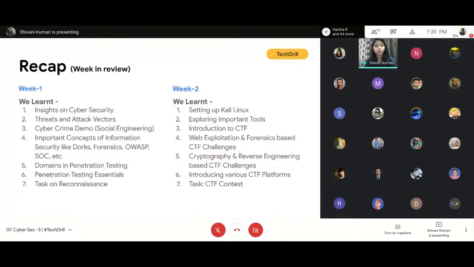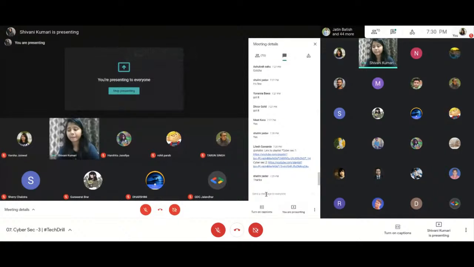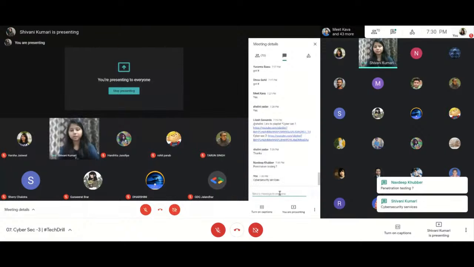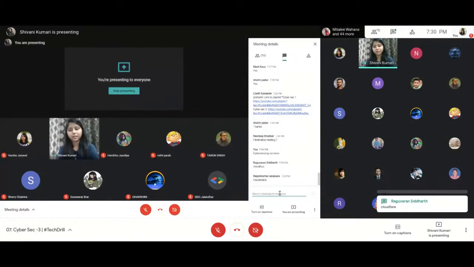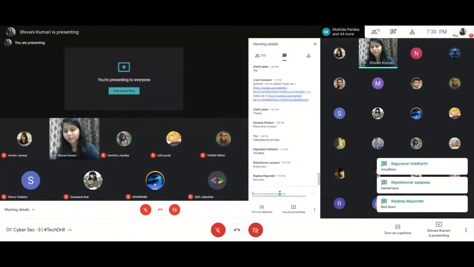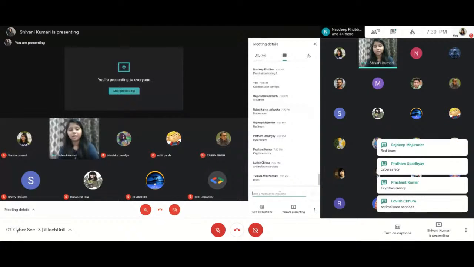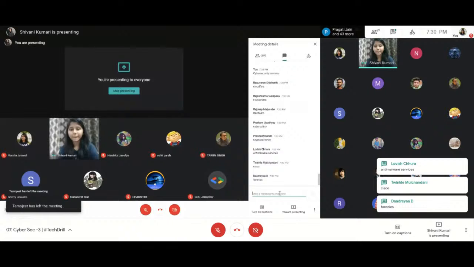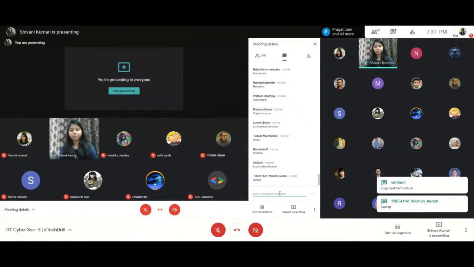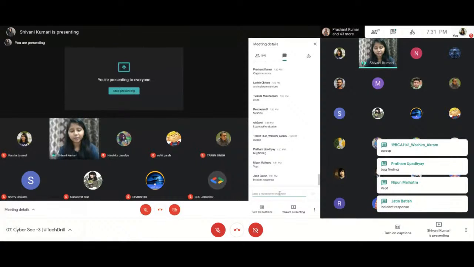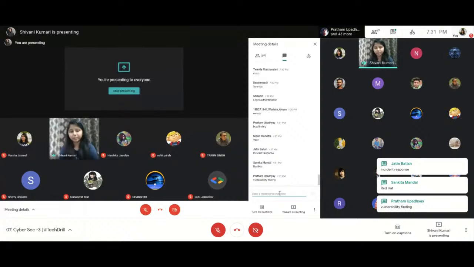So here's a question for you all. Mention any services which are based on cybersecurity. You can use the chat box to give answers. Okay, I'll repeat the question. Mention any services which are based on cybersecurity. Yeah, that's correct, Navdeep. Red teaming. Okay, cool. So the answer is penetration testing, auditing, red teaming, VAPT, and many more.